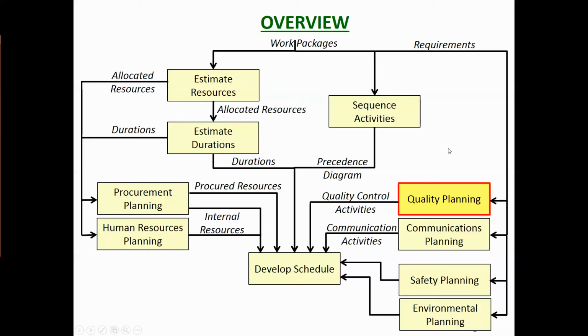Now we're looking at the other side, where the work packages also have requirements. They have things that you have to do as part of those work packages in addition to doing the work itself. You have to make sure that it's being done to the right standards, quality planning. There might be some communications involved, there might be some safety issues, especially if you're doing construction work, and there might be environmental protection planning issues that need to be addressed as part of that work package. So what we're looking at today in this video is the quality planning issue.